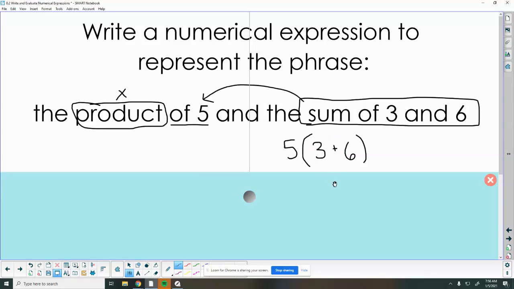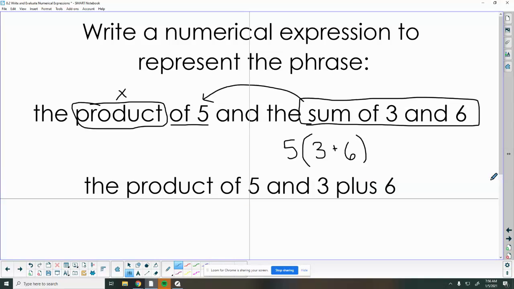So let's look at a very similar problem that has the same numbers, very similar words, and how it might be different. This one just says the product of 5 and 3 plus 6. Go ahead and see if you can write that one out and see how it is different from the one above. This one is telling me to do the product of 5 and 3. That just means 5 times 3 plus 6.